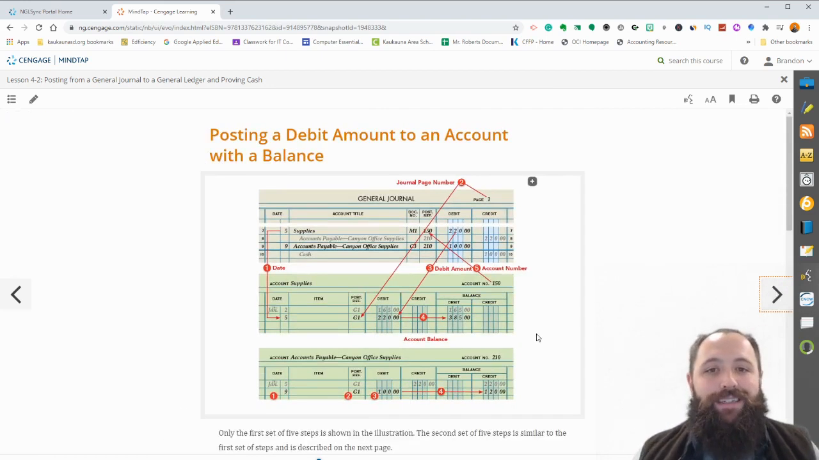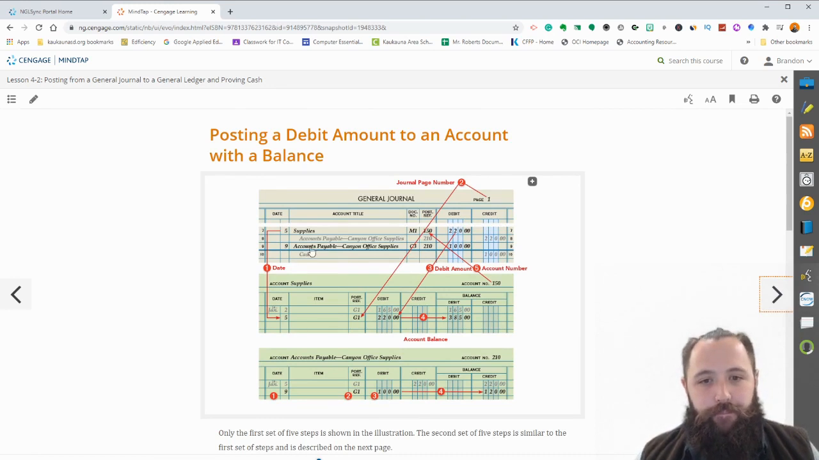Now we're going to post a debit amount to an account with a balance. All right, so if we look at this, I don't really like how they go through this, okay, because they give 2 examples, one after the other. Let's just look at the first example here. So now we're on, let's say, the 5th. The date is the 5th, okay, and we are posting the supplies. It shows that supplies here went up, it got debited, and it gives us the rest of this information.